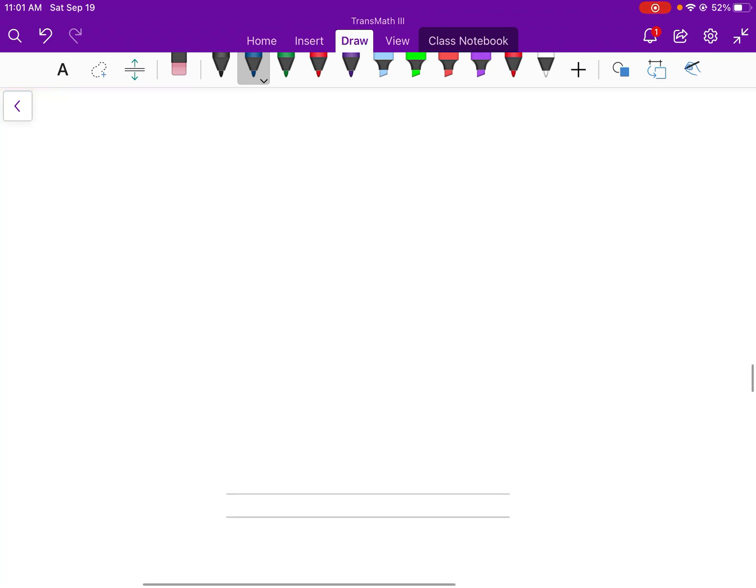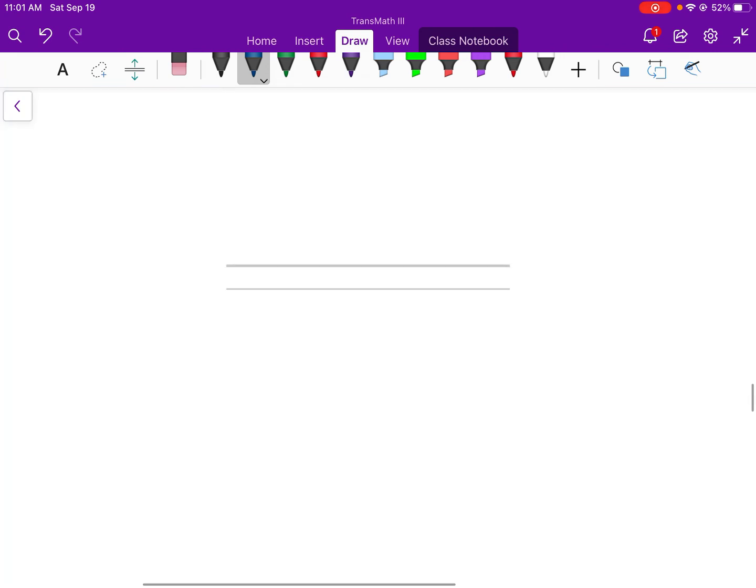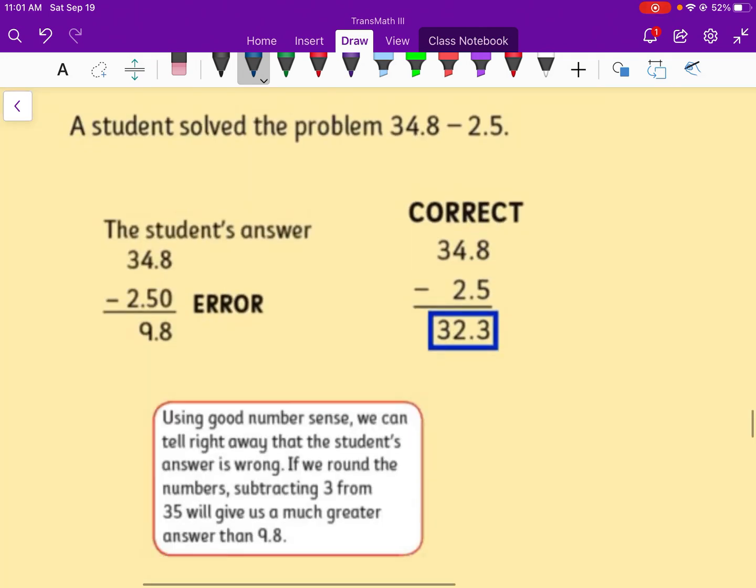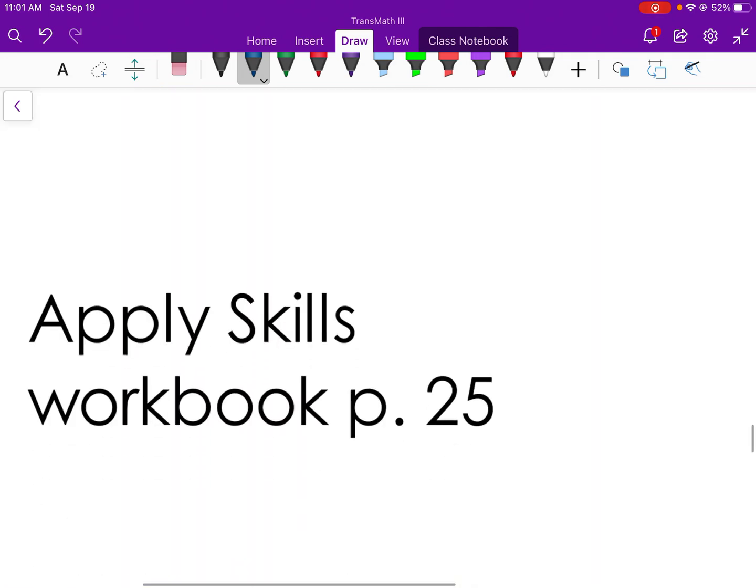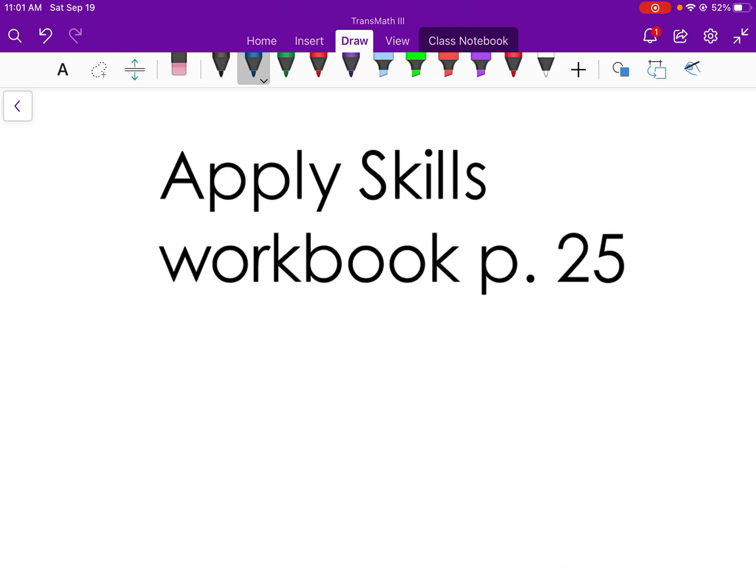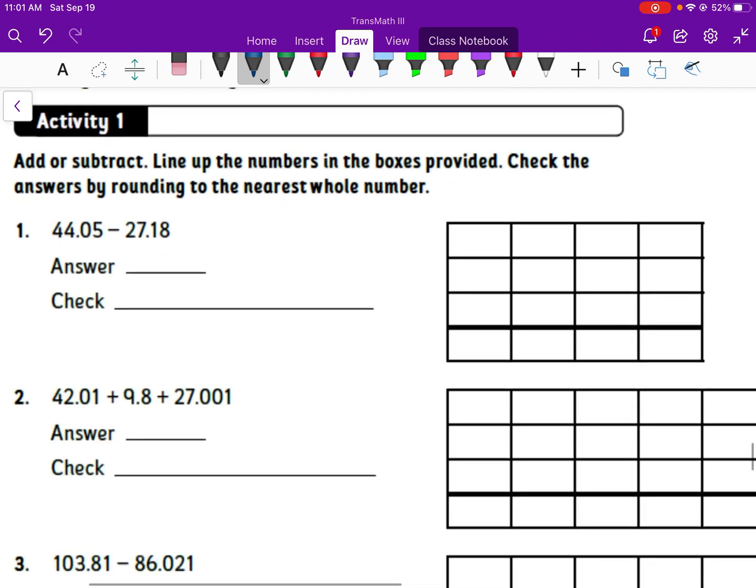Okay, so now he has the decimal lined up, 32.3, and we said we should probably get around 32. Now he did. So that's the proper answer for this 34.8 minus 2.5. So using our number sense to make sure we have the proper answer. Go ahead, work on your apply skills, adding and subtracting. Make sure we line up the decimal. So pause the video and go ahead and work on that.